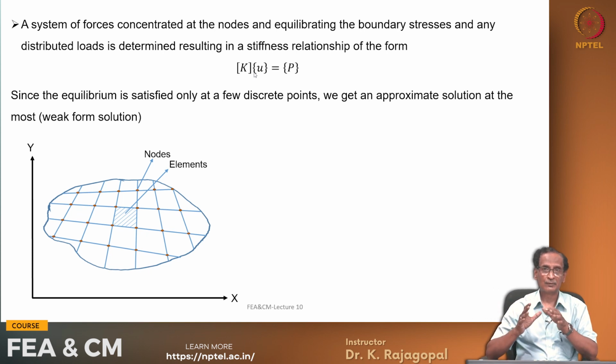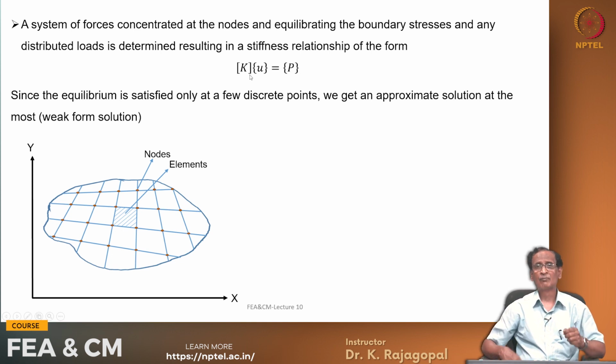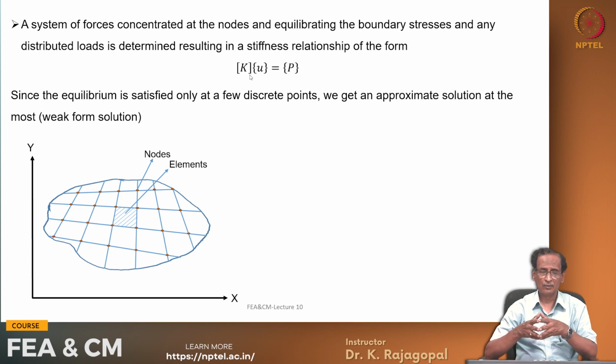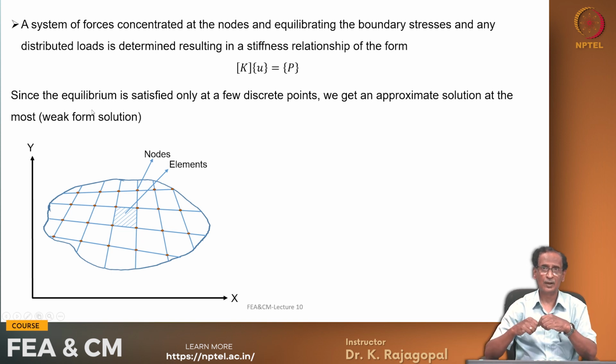Okay? And so what we do is we develop our equilibrium equations as internal force is equal to external force. If K is the stiffness matrix, K multiplied by a displacement vector U should be exactly equal to the applied force P. Okay? And in the process, we are going to satisfy this equilibrium only at a certain number of degrees of freedom or number of points, not everywhere. So, the type of solution that we get, we call this a weak form solution. The solution is not exactly valid at all the points, but approximately valid.